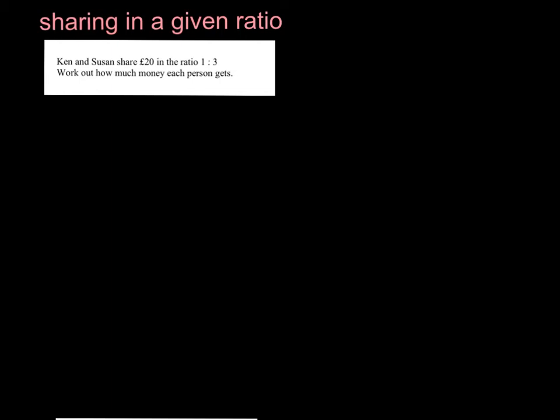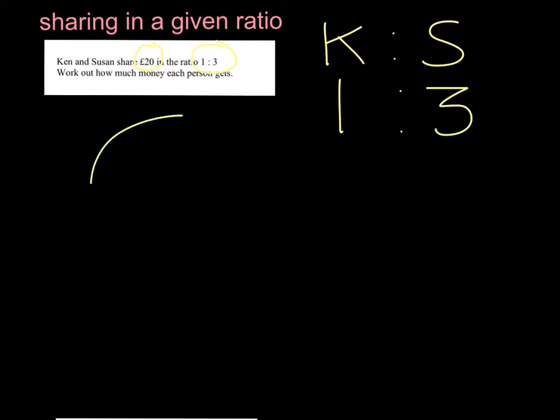Okay, so sharing in a given ratio, we've got Ken and Susan, so the order always matters for ratio. Ken comes first, Susan comes second. And they're sharing £20 in the ratio 1 to 3. 1 for Ken, 3 for Susan. As a picture, that would be a pizza of 4. If you think about it, 1 plus 3 is 4.